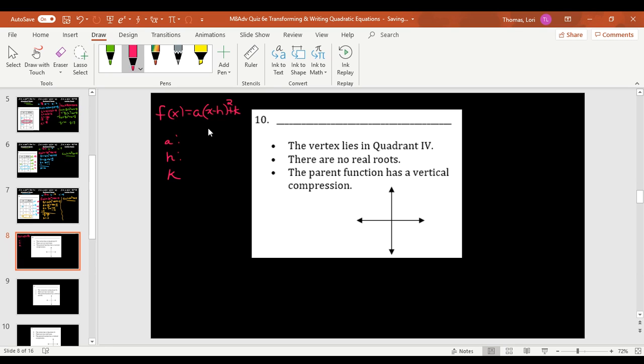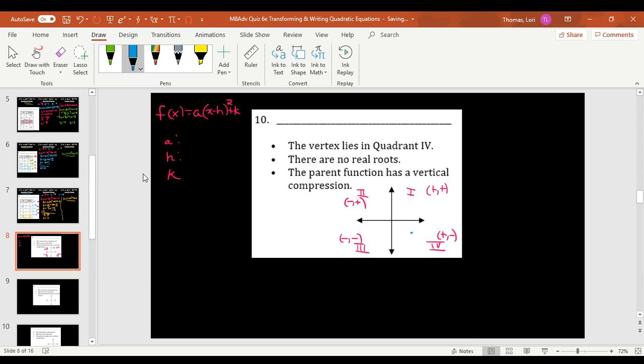So the vertex lies in quadrant 4. Just as a reminder, this is 1, and then you go counterclockwise 2, 3, and 4. So we have positive, positive. To get to this quadrant, you go negative, positive. To 3, we have to go negative, negative. And to get to quadrant 4, positive, negative.